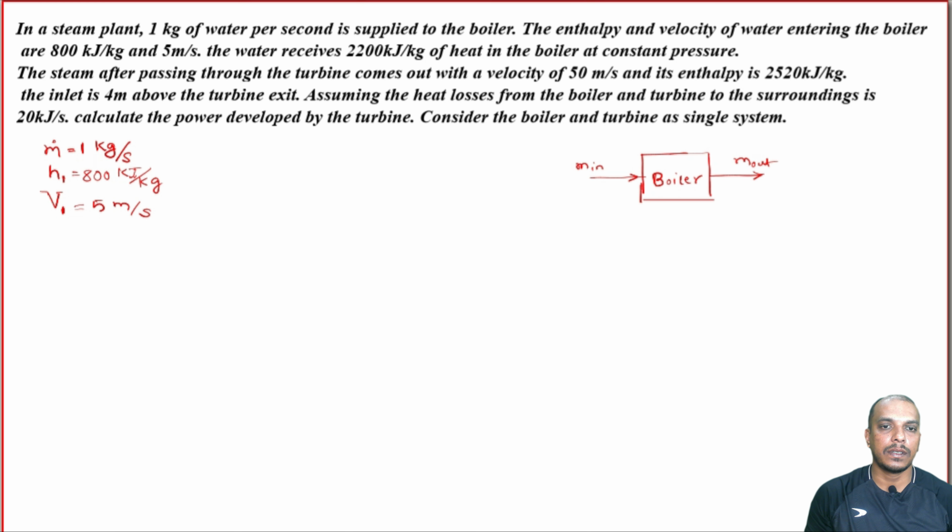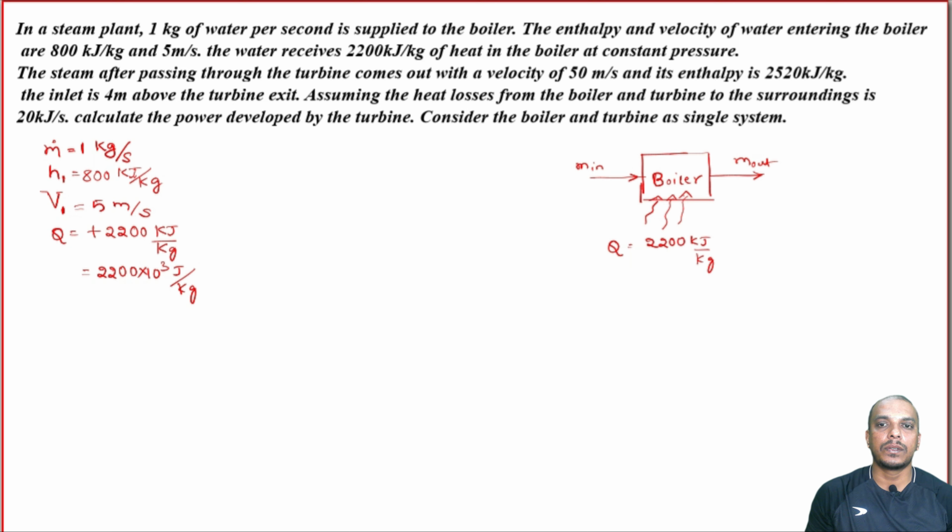The water receives 2200 kilojoule per kg of heat in the boiler. So, he is talking about the value of Q. Heat received or heat supplied to the system is positive. So, I can say the value of Q is plus 2200 kilojoule per kg. It is better that we convert this into joule, that is into 10 power 3 joule per kg. So, Q is given at constant pressure.